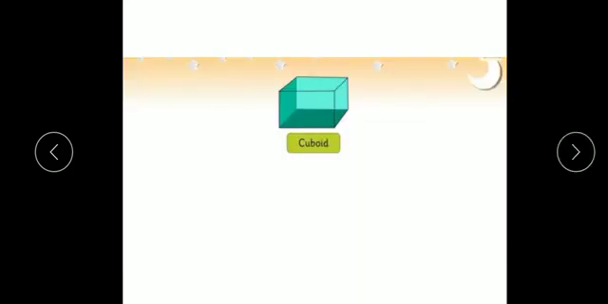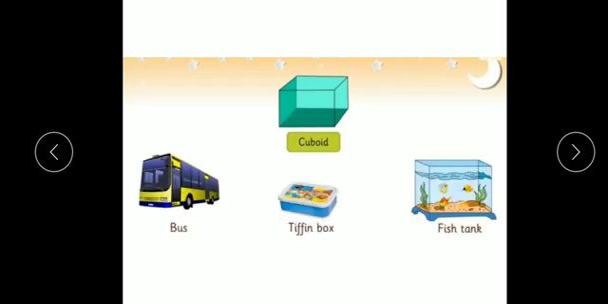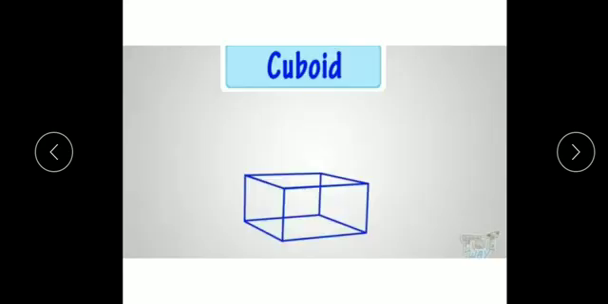Now let's move on. Children, this is your cuboid. This is also a solid figure, right? These are some examples of a cuboid, like your bus, your tiffin box, your fish tank. All these are examples of a cuboid. Now this is your cuboid.